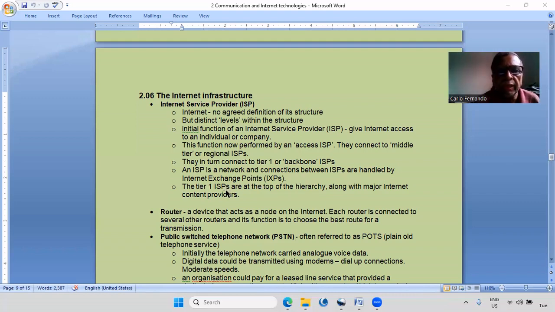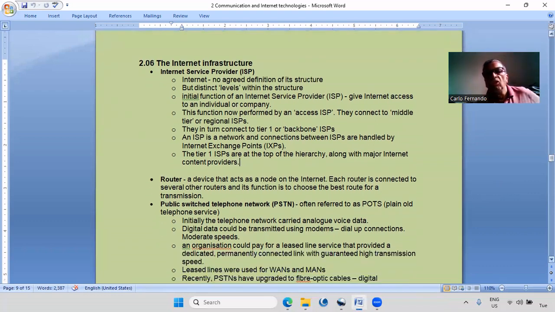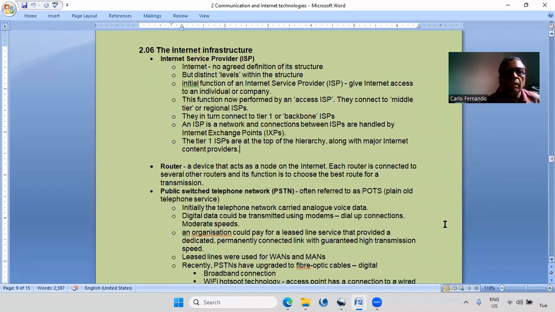The tier 1 ISPs are at the top of the hierarchy. You know the meaning of hierarchy from levels, from the top level going down to lower levels. The tier 1 ISPs are at the top of the hierarchy, along with major internet content providers. There are others who are also called content providers. Generally, all ISPs are content providers. They give content.